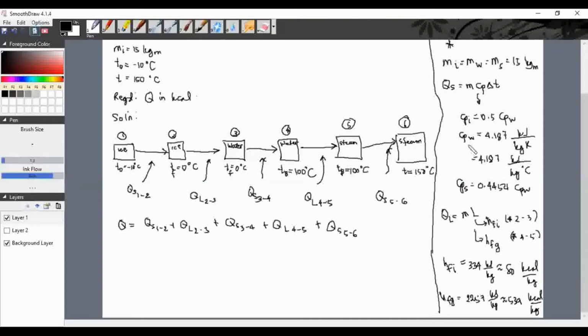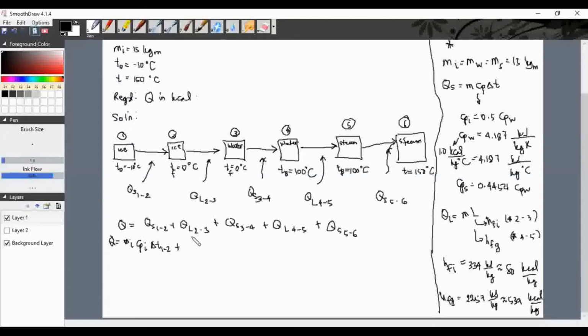Mabalik tayo sa water, CP ng water, this is approximately equal to 1.0 kilocalories per kilogram degrees Celsius. So, yan yung mga gagamitin natin sa pagsusolve. So, ano mangyayari dito? We have Q, which is equal to M ng ice, sensible tayo. So, 1 to 2, nagpalit ng temperature, so MCP delta T. Mass ng ice, CP ng ice times delta T from 1 to 2.